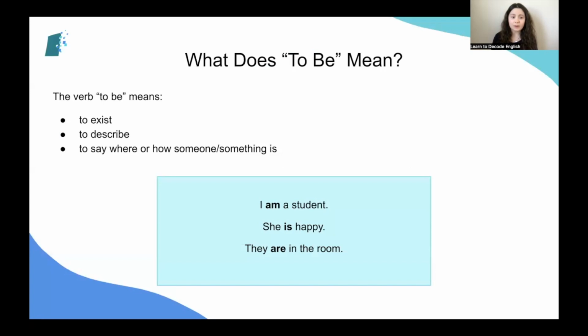The verb to be can also be used to describe when we connect a subject to its description or an adjective. For example, she is happy. And lastly, the verb to be can be used to say where or how someone or something is. So to describe location or state of being. For example, they are in the room.